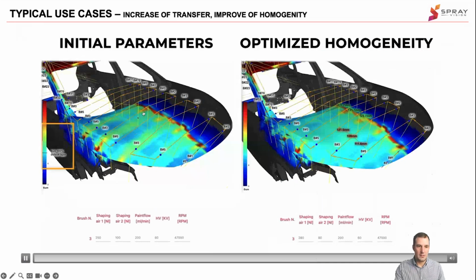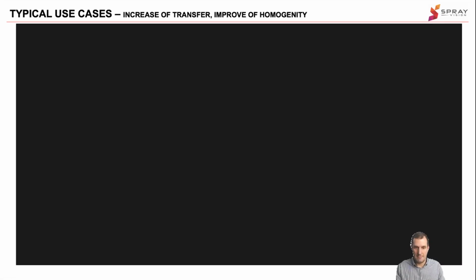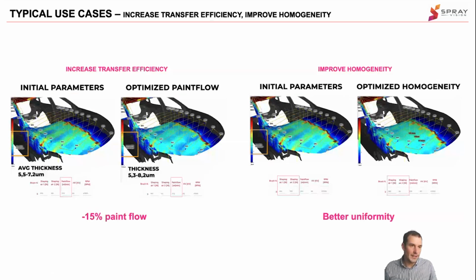And here is the comparison. On the left side there are stripes, on the right side you see that it's very homogeneous, and what was needed was to change shaping guards to have the proper size of the spray pattern with proper overlapping. Just to conclude a little, first use case: you are able to increase the transfer efficiency and decrease the paint flow, in this case by 15%.